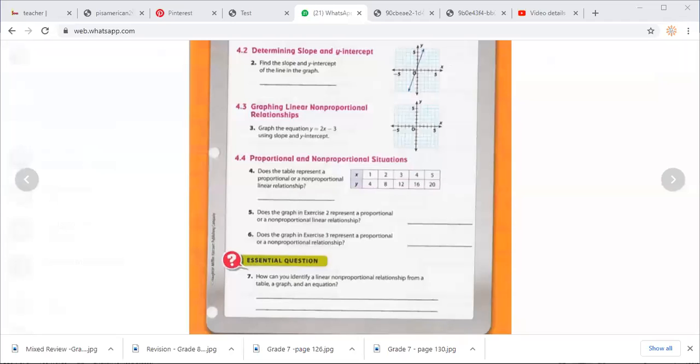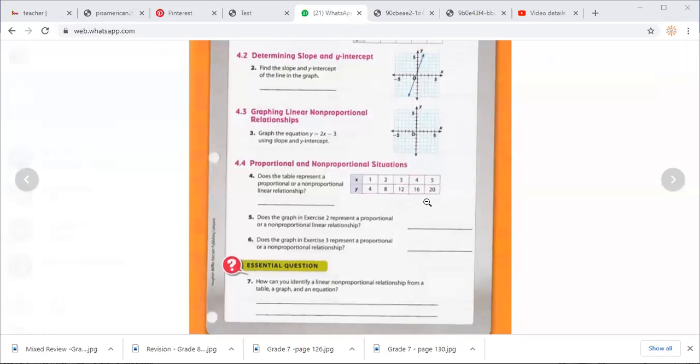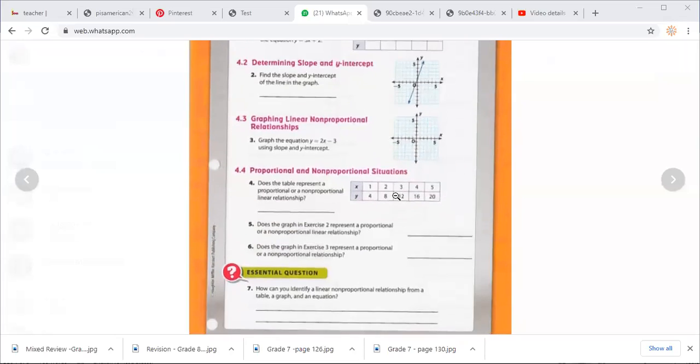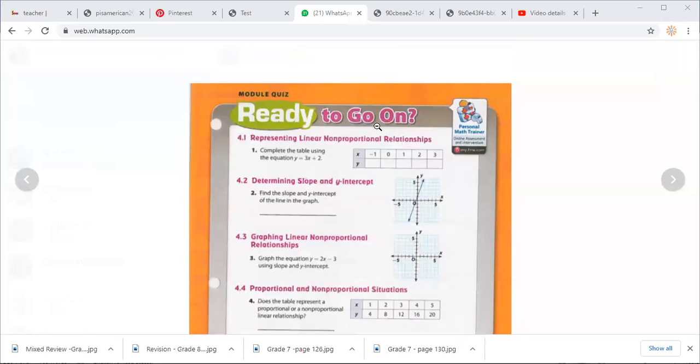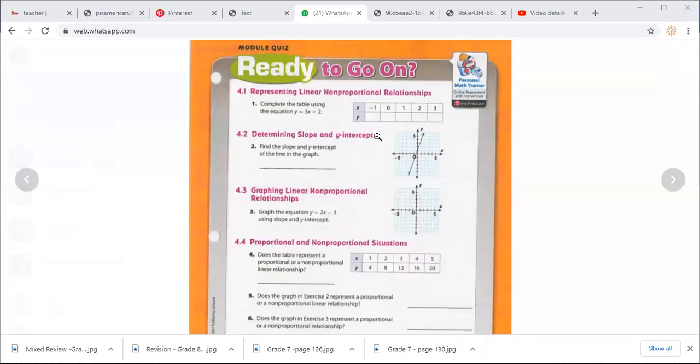We will start together to revise a sheet in your book, page 121. In this sheet, we have all the lessons which we studied in this chapter, and we have a question from each one. The first question is representing linear relationships, and he gives us an equation. Complete the table using the equation.